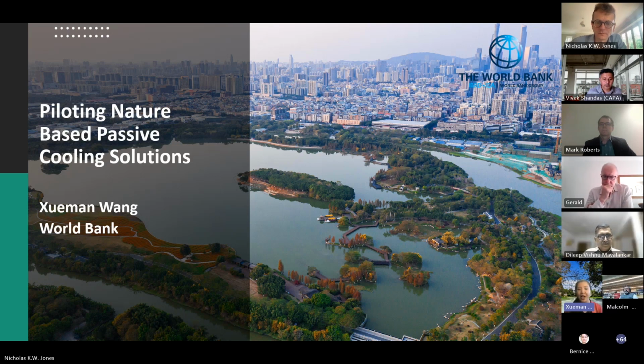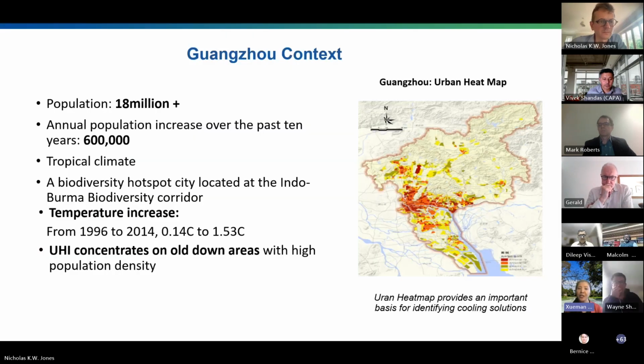Next. So we work with the city of Guangzhou, as a big background. It's a mega city, 18 million people, with the population increasing annually, 600,000 people moving to the city. And it's not a surprise that the urban core is the center of the urban heat, exactly as what has been presented before.